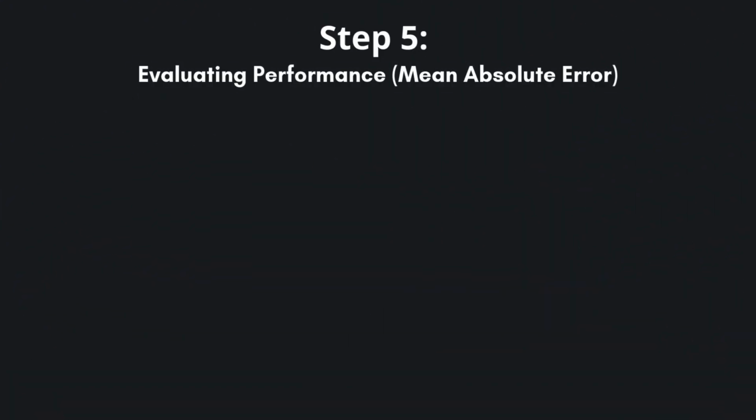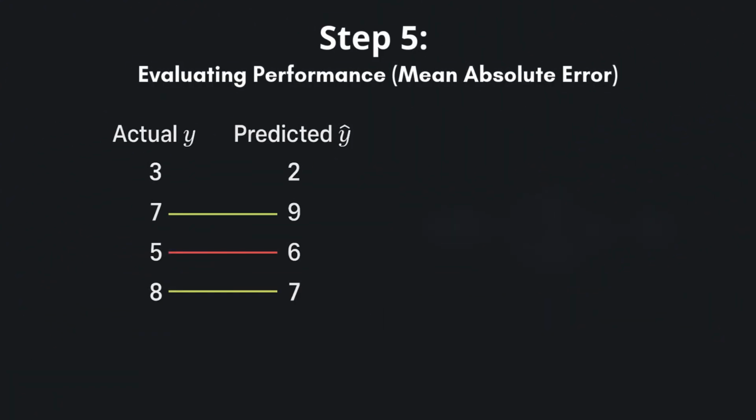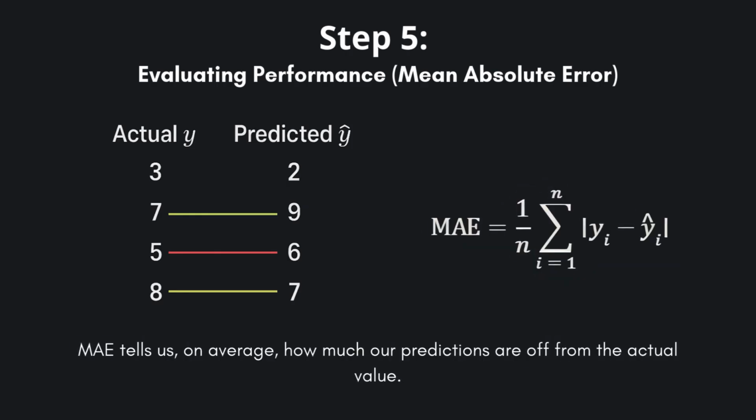it learned. Step 5, how did we do? We use mean absolute error. If the result is 500, it means our predictions are off by $500 on average.